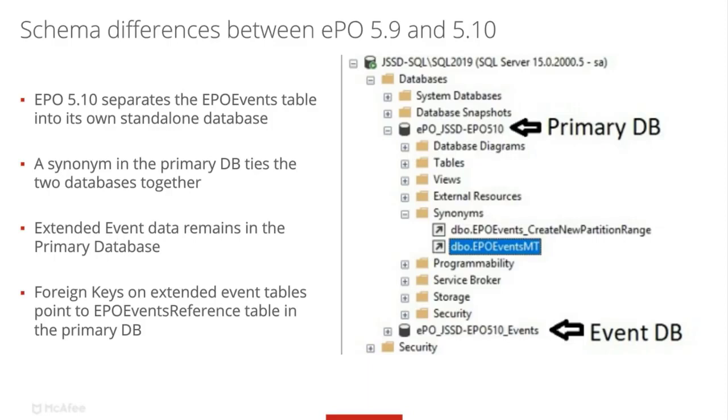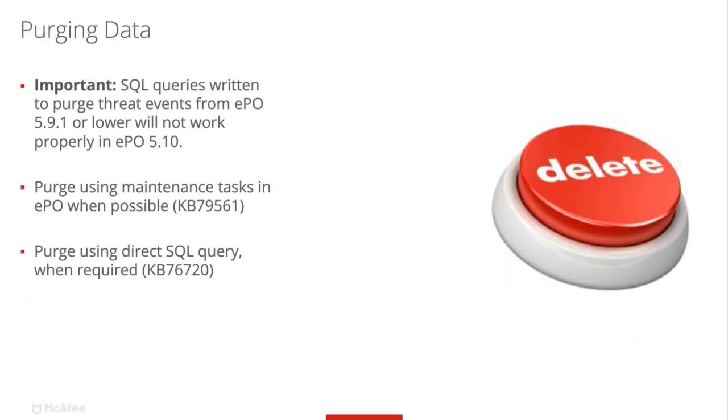Okay, now that we've covered the schema differences in the database between ePO 5.9 and 5.10, I want to talk about purging data. It is very important that you purge out old data from your ePO database based on your company's data retention period. I don't know what that might be. It's different for every company. Some companies are required to keep threat event data, for example, for a year.